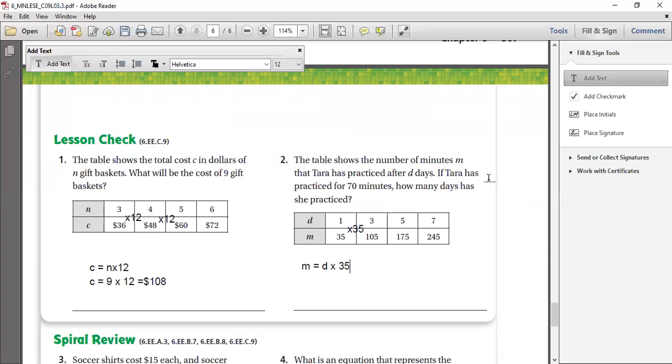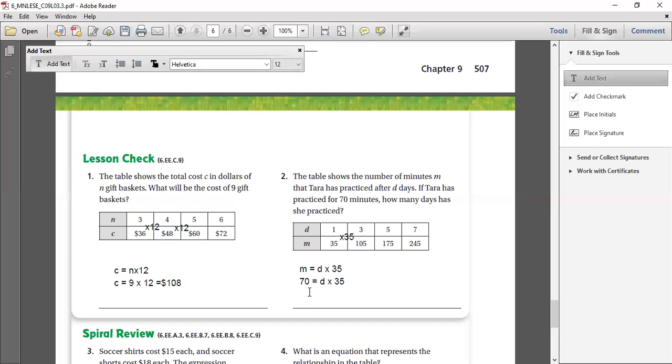So the question here is, if Tara has practiced for 70 minutes. In this question, we are going to write 70 in place of M because M is the number of minutes. So 70 equals D multiplied by 35. Now without thinking twice, all of you know what multiplied by 35 gives you 70. What gives you 70? Something multiplied by 35. So it's going to be D equals 2.